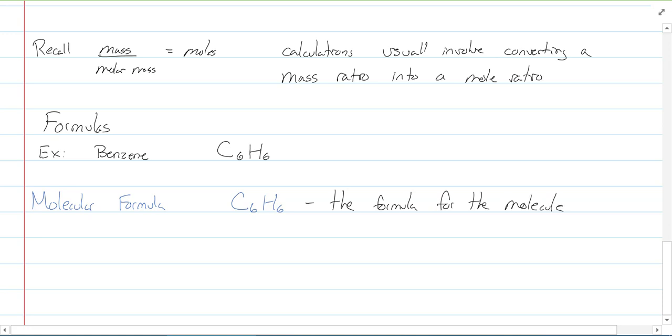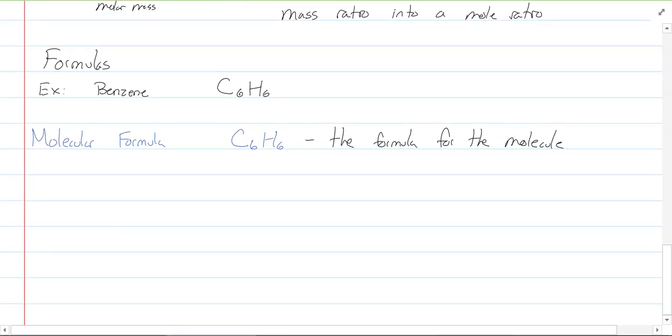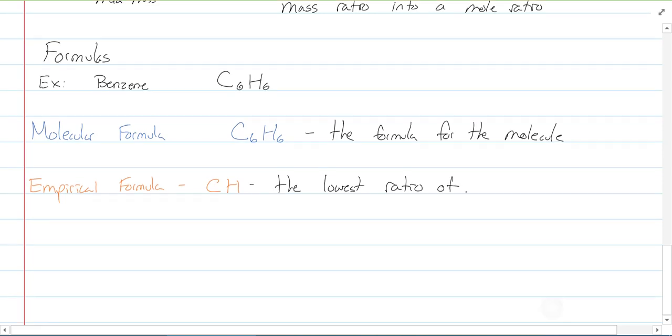That gives us how many of each individual atom are present. Then there is the empirical formula. For benzene, it's CH. And this is the lowest ratio of atoms.